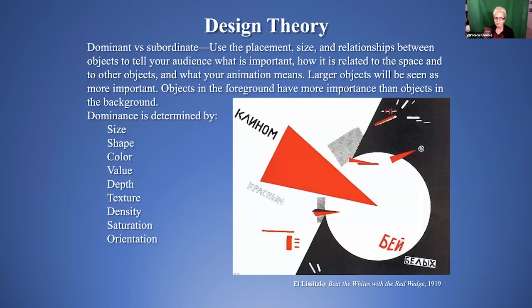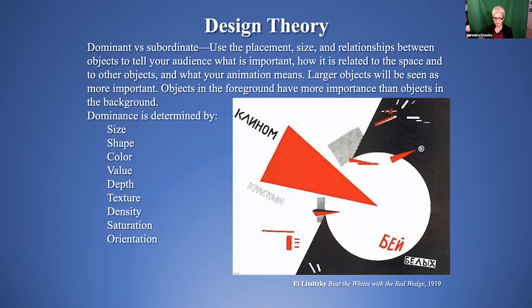Dominant versus subordinate. You can use placement, size, and relationships between objects to tell your audience what's important, how it's related to the space and to other objects, and what your animation will mean. Larger objects will be seen as more important. Objects in the foreground will have more importance than objects in the background. So dominance is determined by size, shape, color, value, depth, texture, density, saturation, orientation.